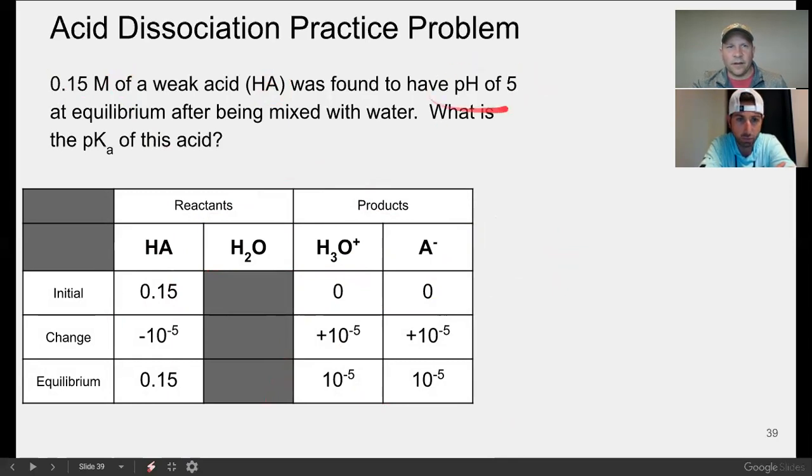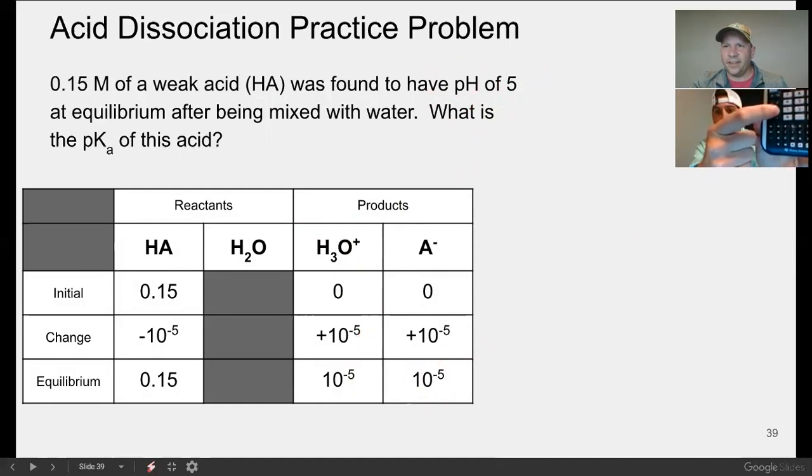How in the world did we get this 10 to the negative 5? So here's the pH of 5. What we know is that the pH is 5, and we learned in the last lecture that to get the hydronium ion concentration from pH, you take 10 to the negative pH. So 10 to the negative 5th is the hydronium ion concentration. And once we know the hydronium ion concentration, we know the concentration of A minus as well.